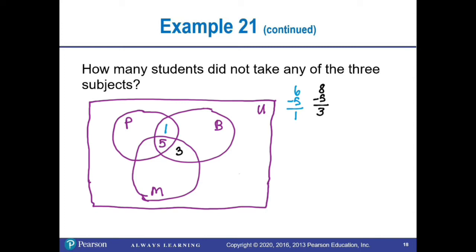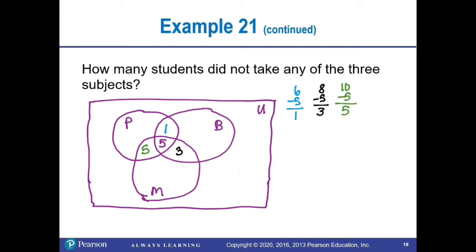Next, I move to physics and mathematics. There were 10 students who took physics and mathematics. Remember, there are already 5 we've included in the center, that purple 5. I subtract that 5, and that leaves me with 5. And the 5 goes in the left-hand side of the I, where physics and math overlap.